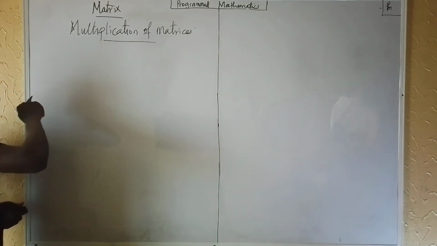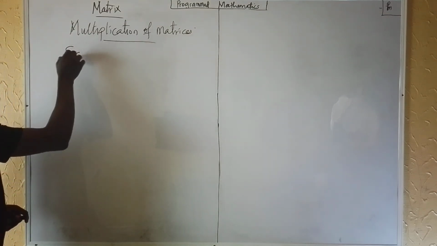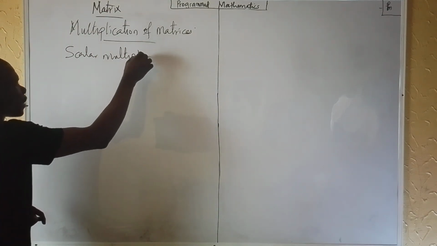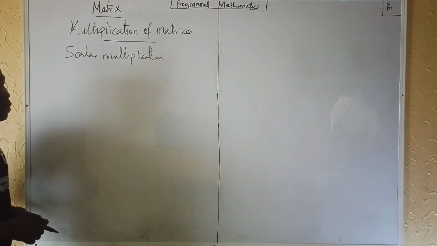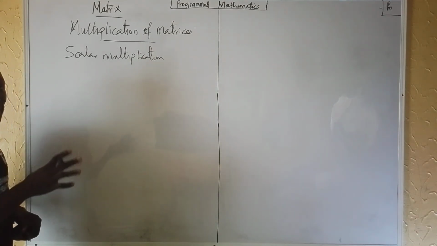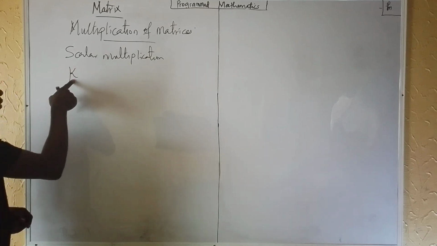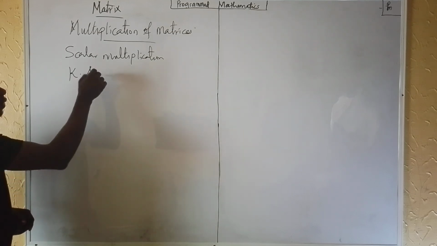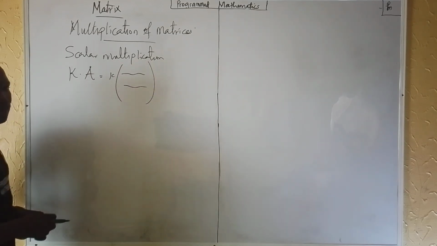Now, when we talk about multiplication of matrices, this is different from scalar multiplication. Scalar multiplication, like I told you in one of the videos, involves the use of a number to multiply the elements of a given matrix. For instance, if K is a scalar, that is a number, and it's multiplying the matrix A, in this case K will multiply all the elements in matrix A.